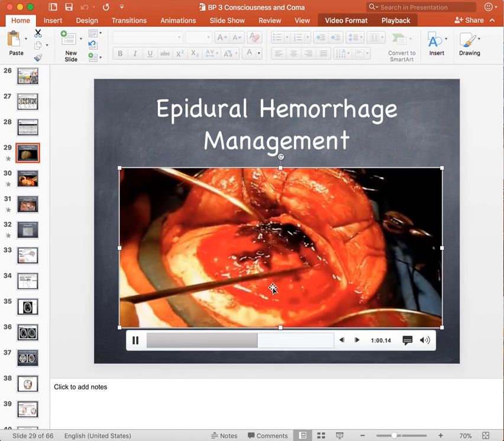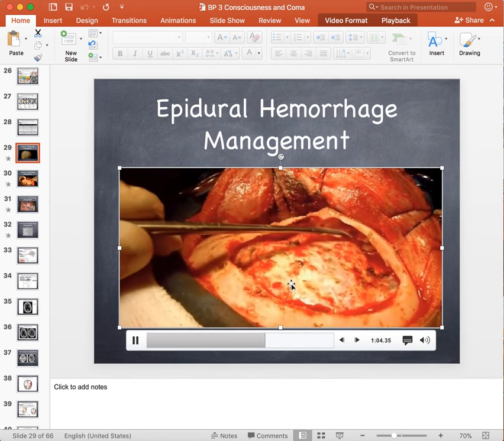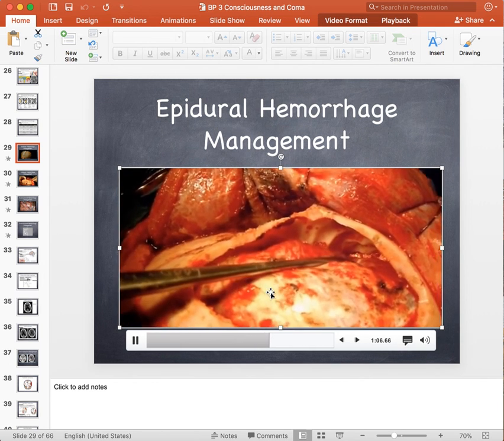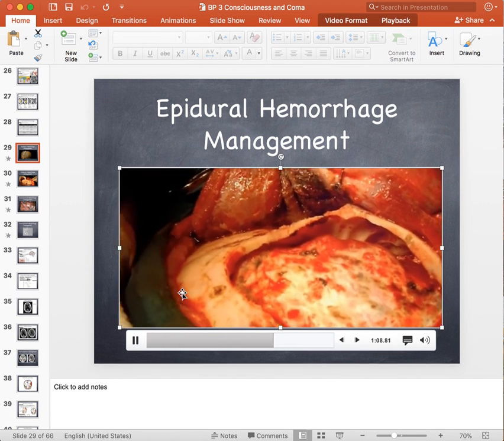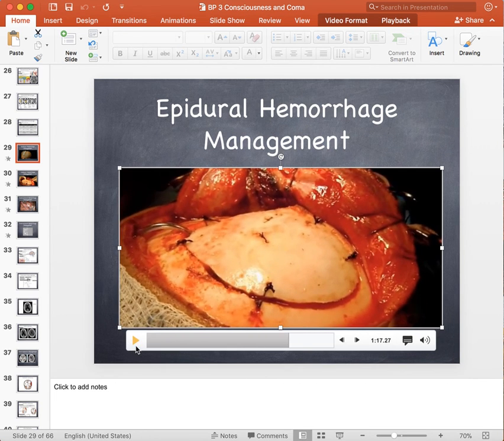But already the patient is doing quite a bit better because their brain is no longer under pressure. There's the dura and the brain underneath it right there. Yeah, and you can see how little space there is between the skull and the dura there, and that was a big amount of blood that they just removed. Exactly. Okay, moving on, and there it's closed up.